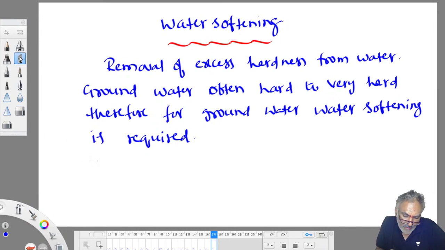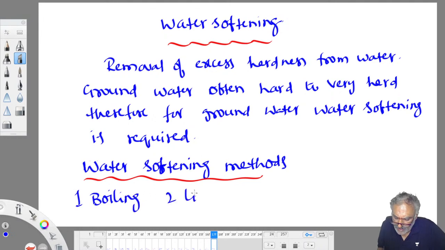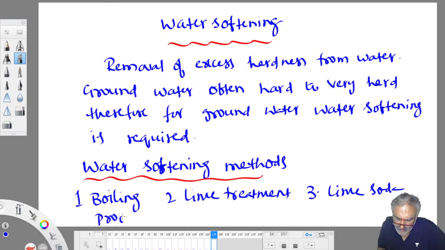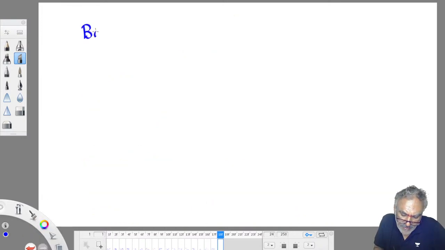Many methods are there, some of them we already know. One is boiling, second one is lime treatment, third one is lime soda process, fourth one is ion exchange process or ion exchange method. These many methods are there. So boiling removes only temporary hardness.